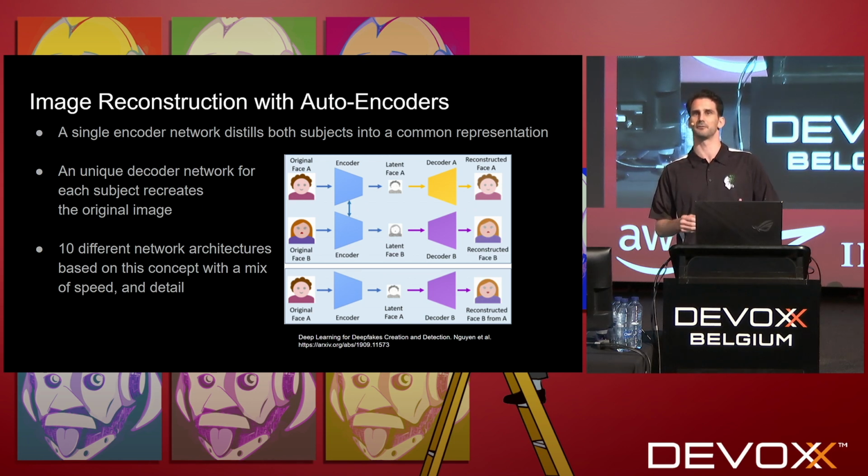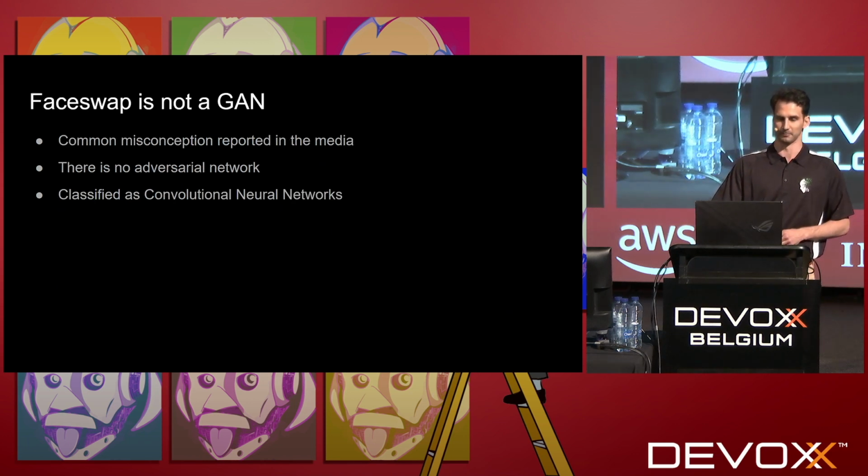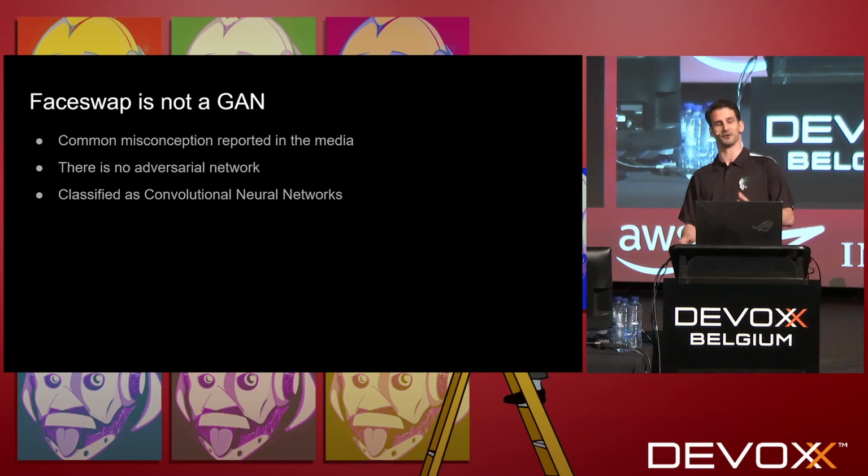We've had 10 different networks over the course of the last 2 years, with a mix of speed and detail and memory usage that we've tailored to different hardware, GPUs and CPUs. And also, as we've increased the quality and detail of this. But this is the underlying core idea and concept, an autoencoder with image reconstruction.